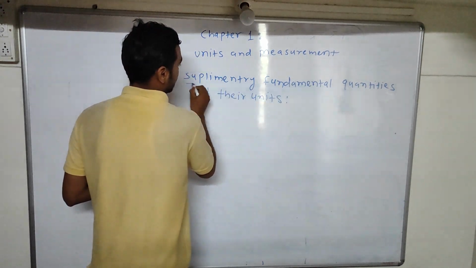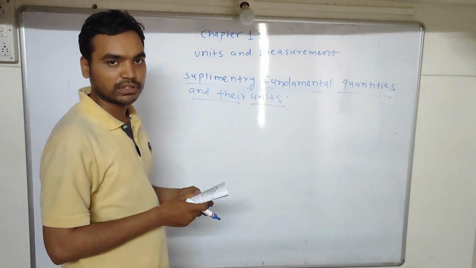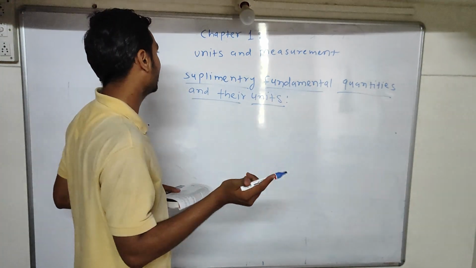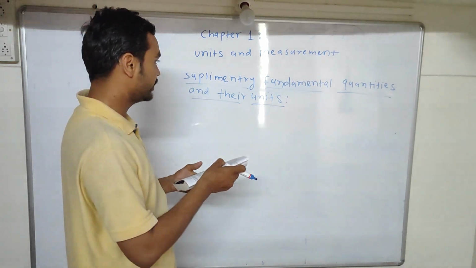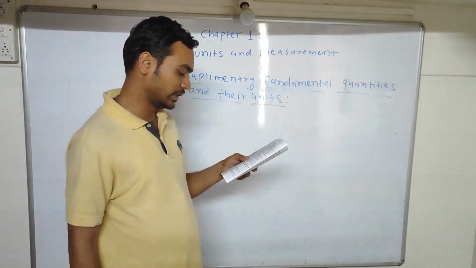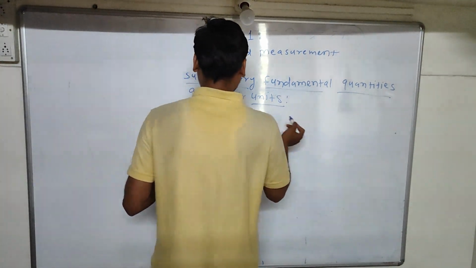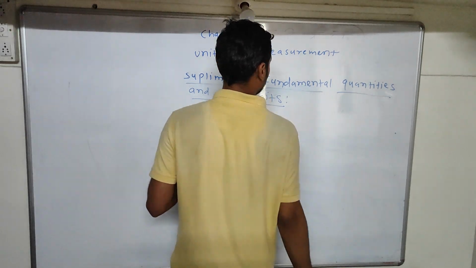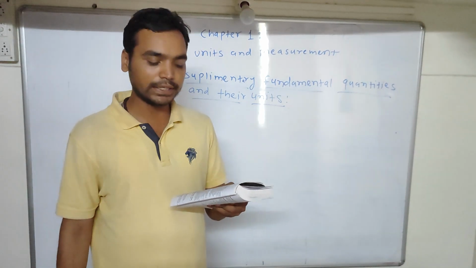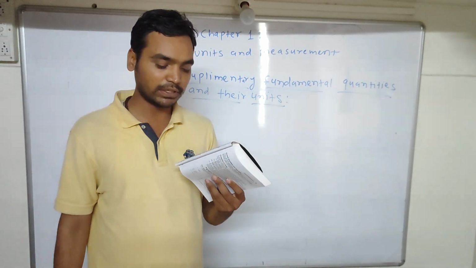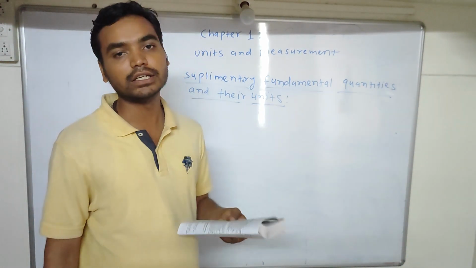Today we have to see this important point from the first chapter of class 11, units and measurement. See supplementary fundamental quantities and their units. Here we have to see what is meant by the supplementary fundamental quantities and their units. Radian and steradian are the two supplementary fundamental units. They measure plane angle and solid angle respectively.